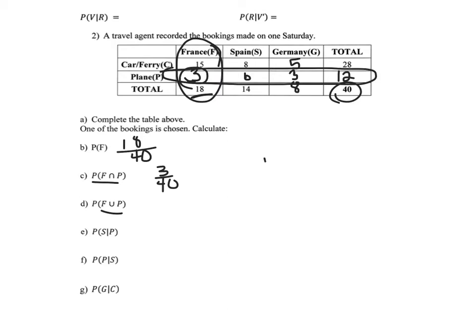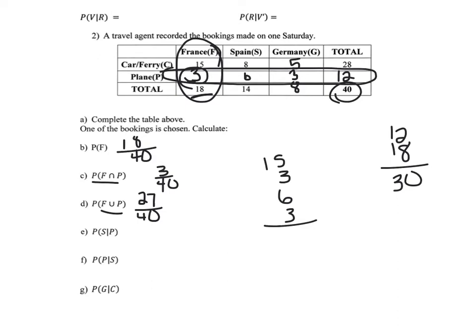So I'm going to just do this over here. You have to add 15 and 3, then the 6 and the 3. Those are the ones that you want, and you get 27 over 40. If you were to just add up the 12 and the 18, you'll see that you get 30, which is too many, because this 3 is overlapped. So there is a formula where you add them both up and then you subtract the overlap. Otherwise, you just make sure you add the right ones and you don't add anything twice.